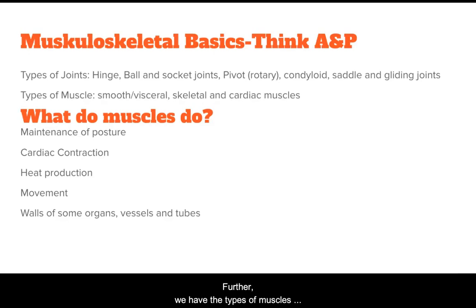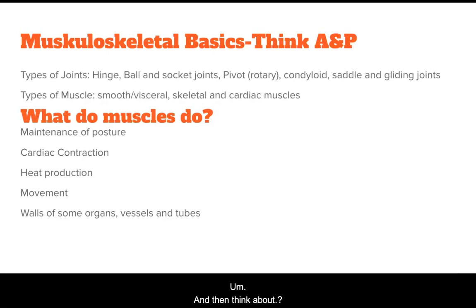Further, we have the types of muscles. So we know the smooth or visceral muscles, those usually are muscles that cover things like organs. Skeletal muscle is pretty much the meat and potatoes of our body. When we see those very strong gentlemen, like the Arnold Schwarzeneggers, who have insane, huge muscles, that's what I think about when I think about skeletal muscles. And then cardiac muscles, which are the muscles that make up our heart.